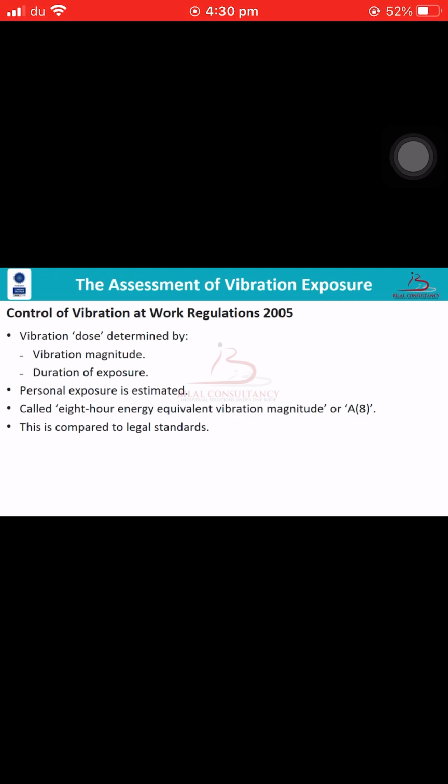Moving forward to the Control of Vibration at Work Regulations 2005. This is basically a law. So what does this law state? The vibration dose is determined by vibration magnitude and duration of exposure. This is similar to the noise which we discussed in the previous element. The second thing is personal exposure is estimated, and we usually carry out the personal exposure weighting as an 8 hour interval, and this is compared to the legal standards.